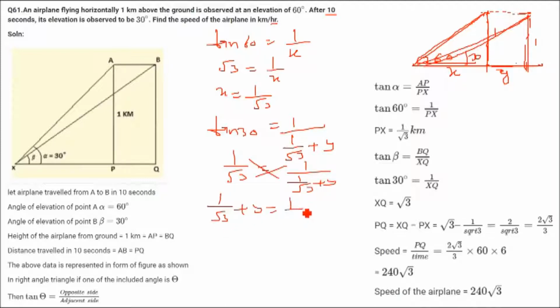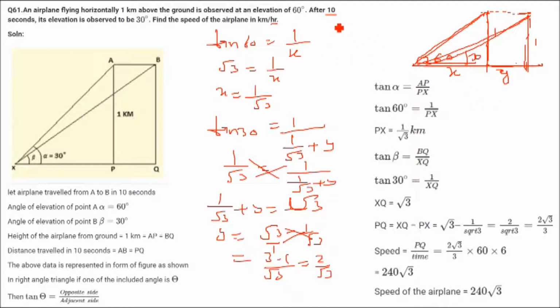So 1 by root 3 plus y is equal to root 3. So y will be equal to root 3 minus 1 by root 3. So what do we get from here? Root 3 into root 3 is 3, minus 1 by root 3. So you get 2 by root 3. So 2 by root 3 is the distance.